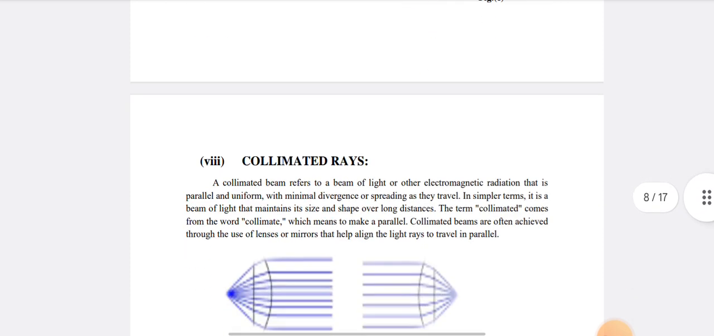Collimated rays. A collimated beam refers to a beam of light or other electromagnetic radiation that is parallel and uniform, with minimal divergence or spreading as it travels. In simpler terms, it is a beam of light that maintains its size and shape over long distances. The term collimated comes from the word collimate, which means to make parallel.